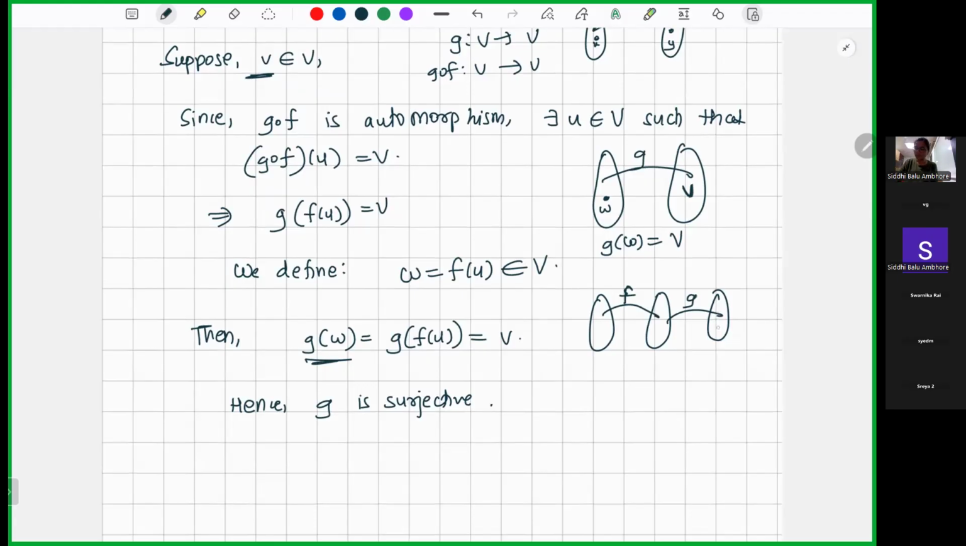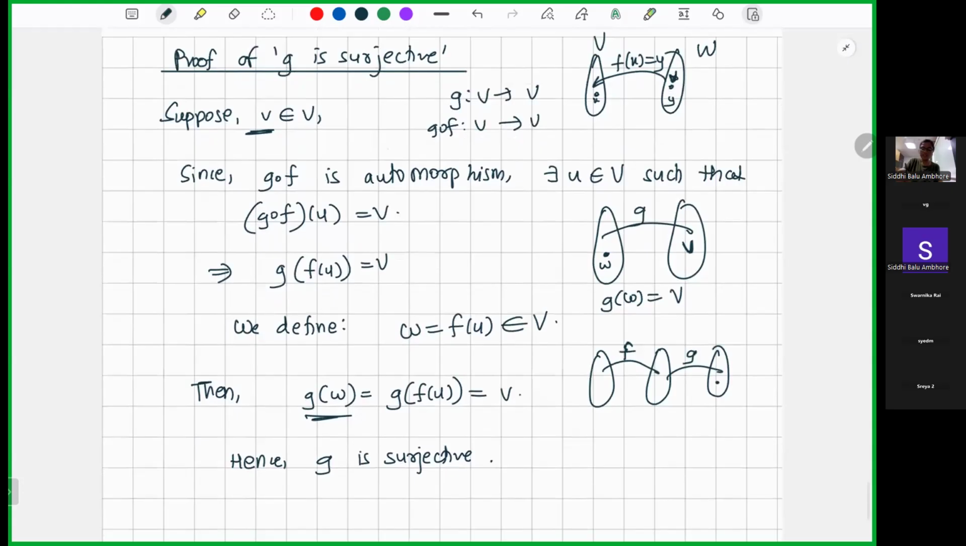For any element V in this G composed F map, since this is an automorphism, there exists some U such that G composed F of U is V. If I call this map H, since H is an automorphism, there exists some U such that H of U is V. But H is G composed F of U. So I'm just simplifying this. So G of F of U is V.